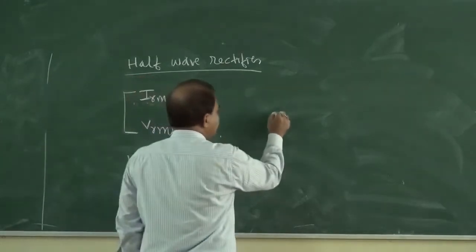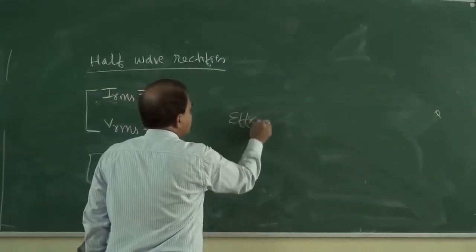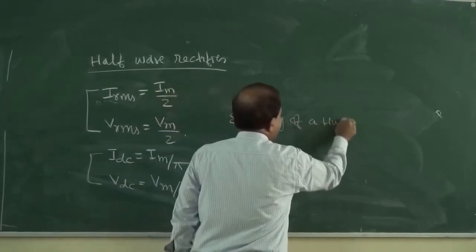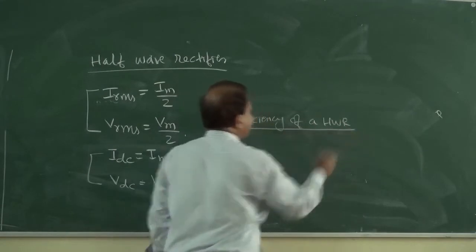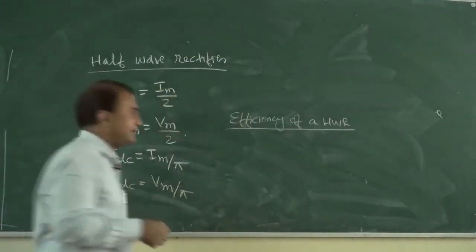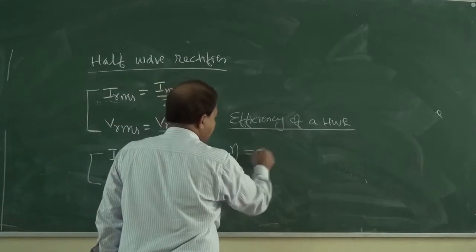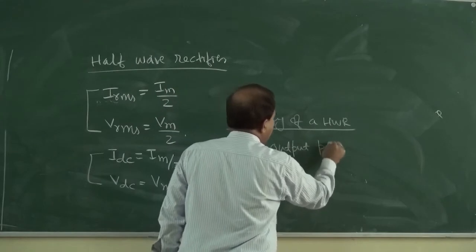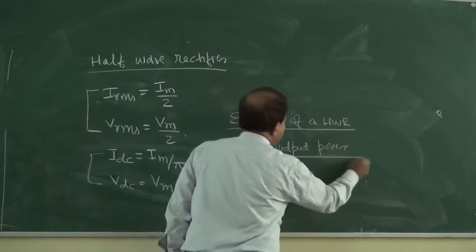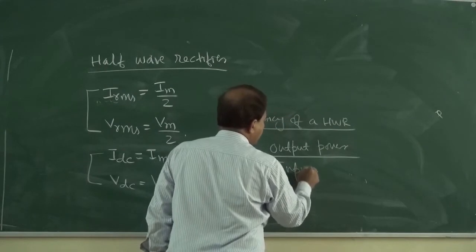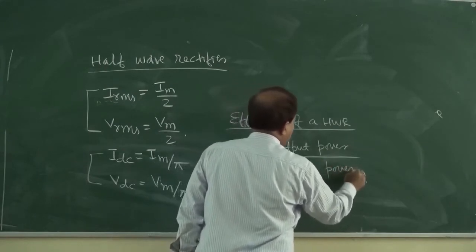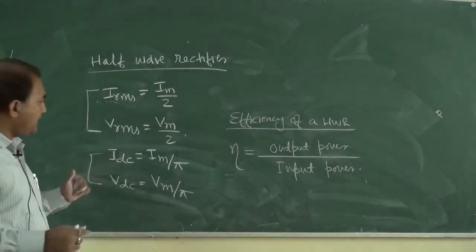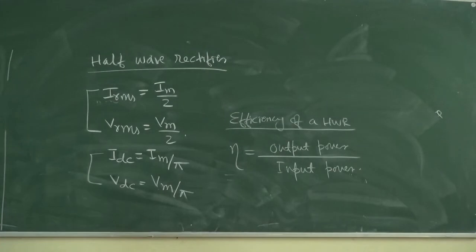Now, what is the efficiency? How we can calculate the efficiency of a half wave rectifier circuit? Efficiency is equal to output power divided by input power. Okay. So how we can calculate it?